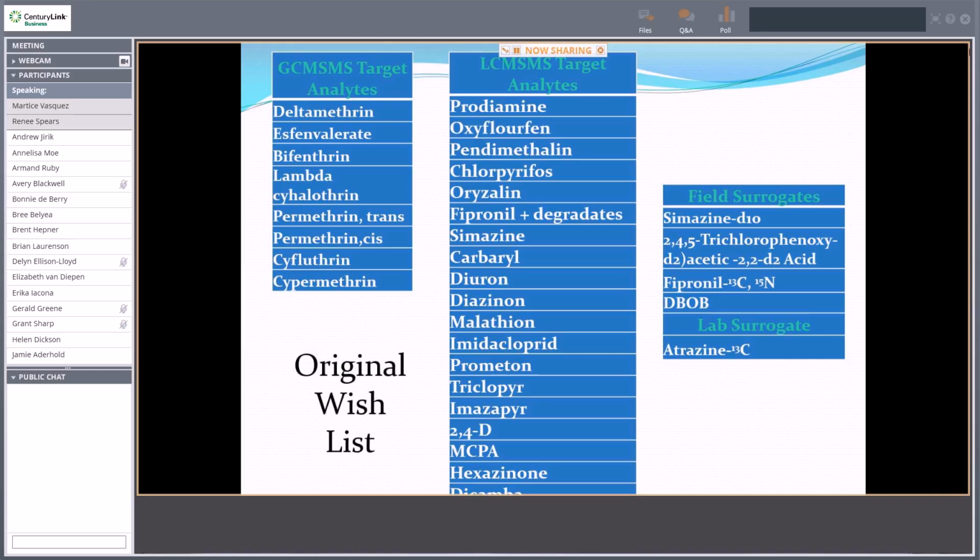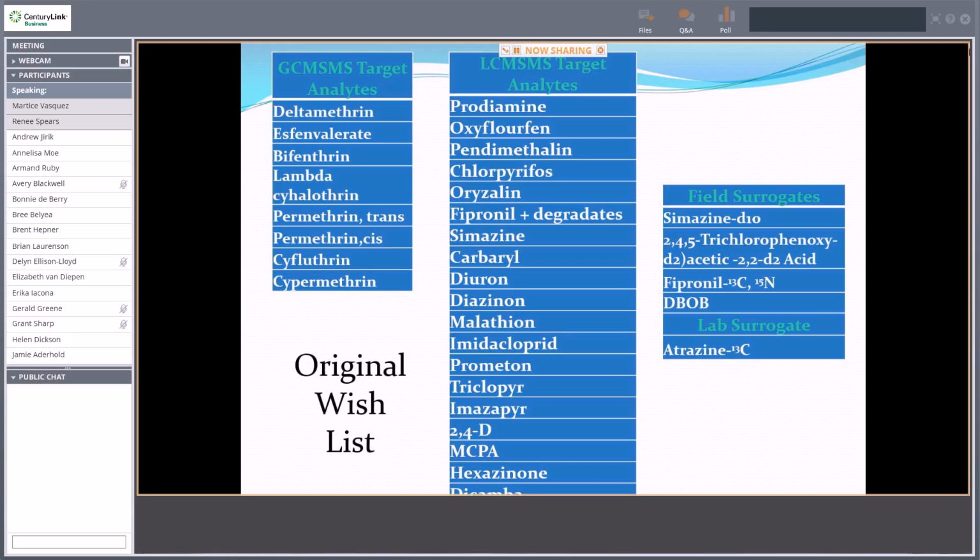analyte wish list. One thing to note is that all these compounds together, with the pyrethroids and all the other herbicides and insecticides on here, span 6 orders of magnitude of solubility range. So it's a huge range of compound polarities that we were trying to get. And then on the right-hand side of the screen, I have a couple compounds. They're mostly isotopically labeled compounds that we wanted to use as field surrogates.